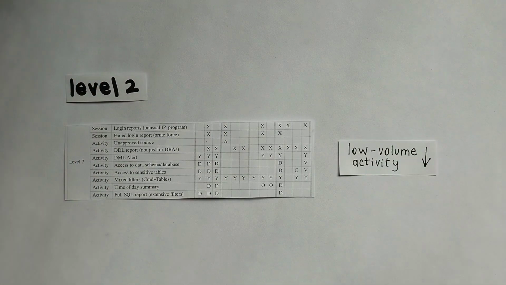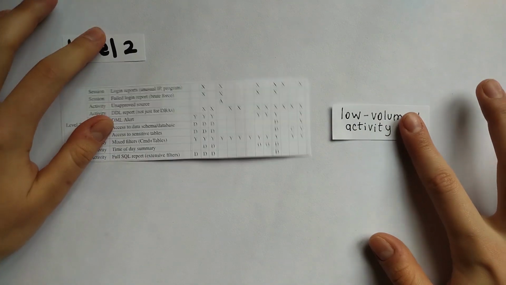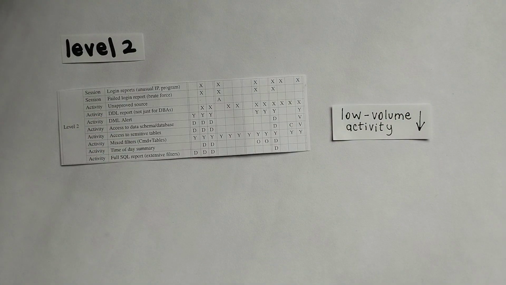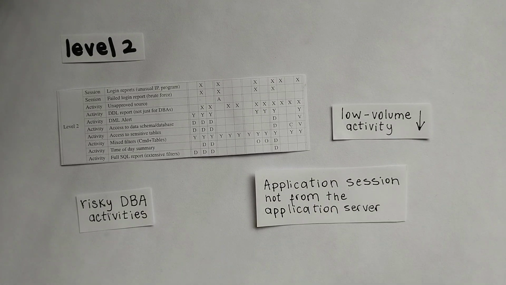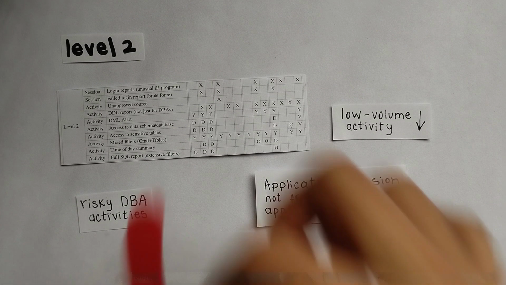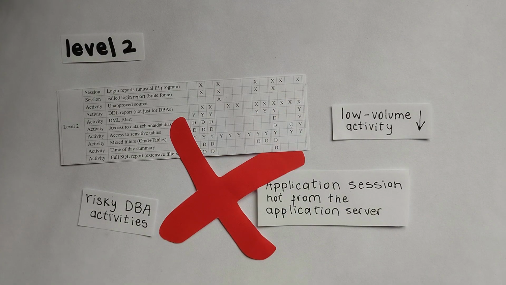At level 2, we can create reports and alerts on specific sessions and SQLs. This type of control is efficient for low-volume activity. For example, certain types of REST-API activities, application sessions not from the application server, and more. Again, it won't catch all attacks, but it's a good type of barrier to deploy.